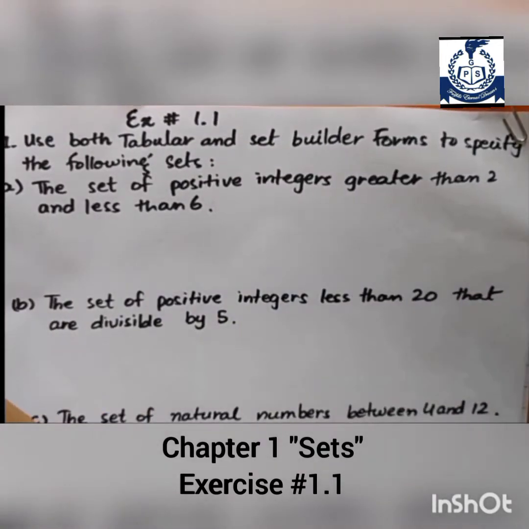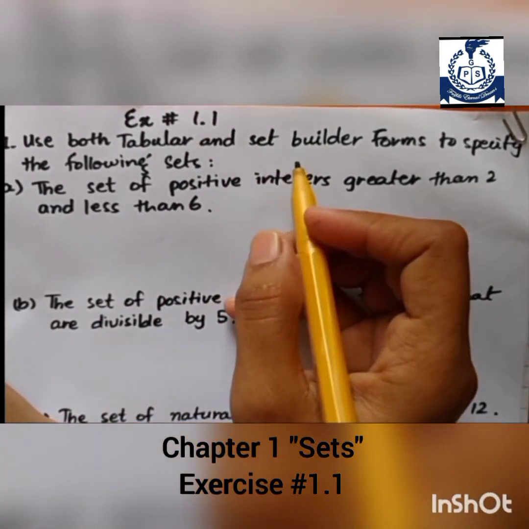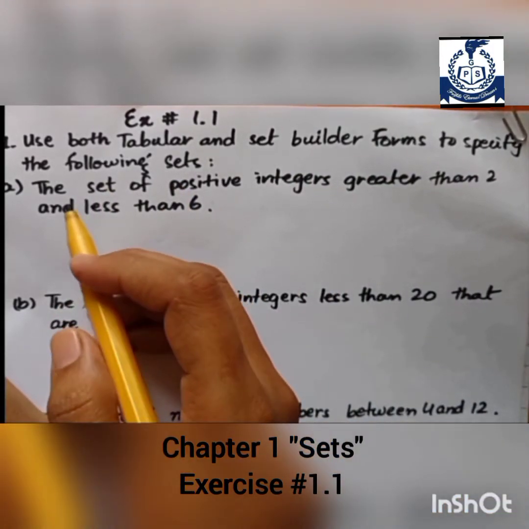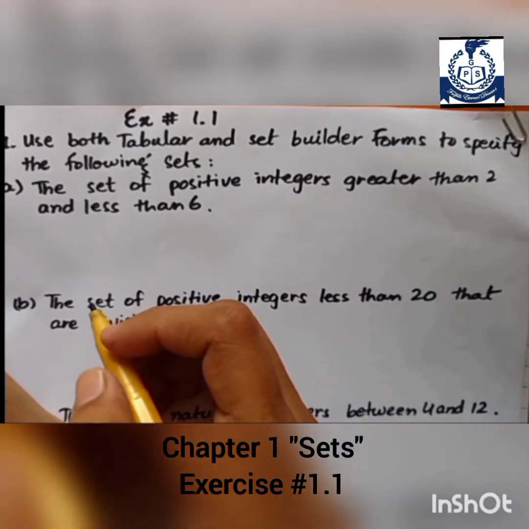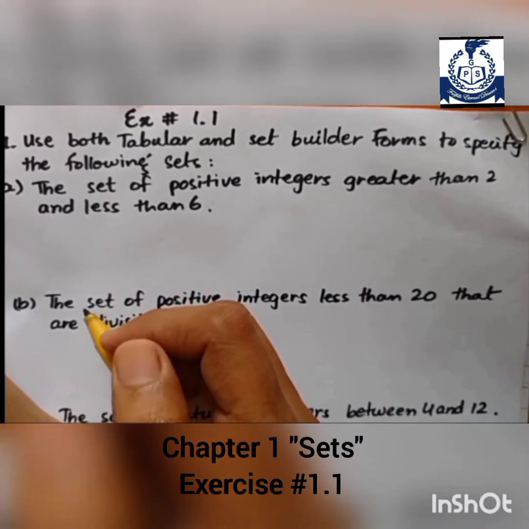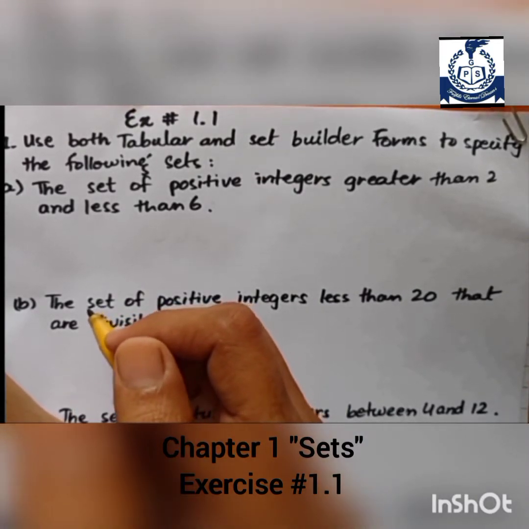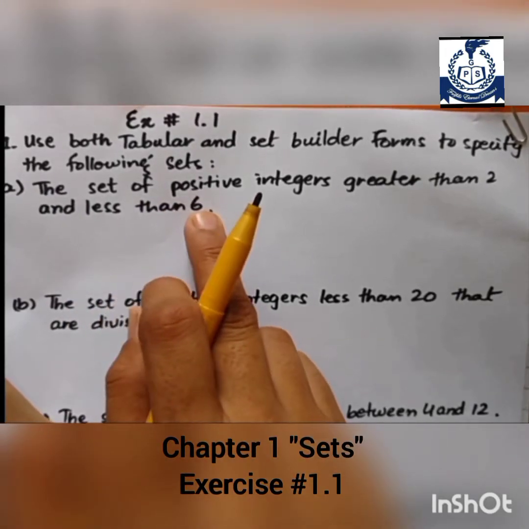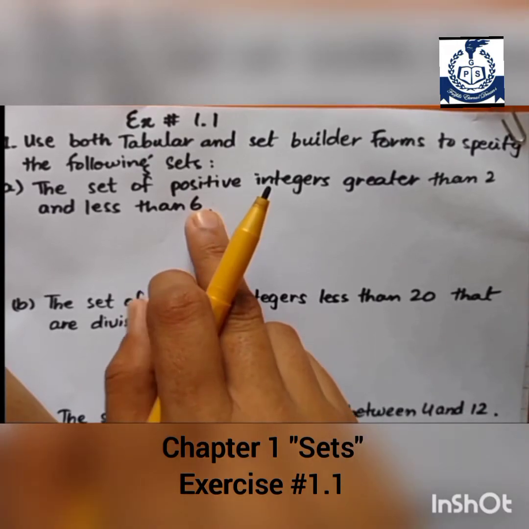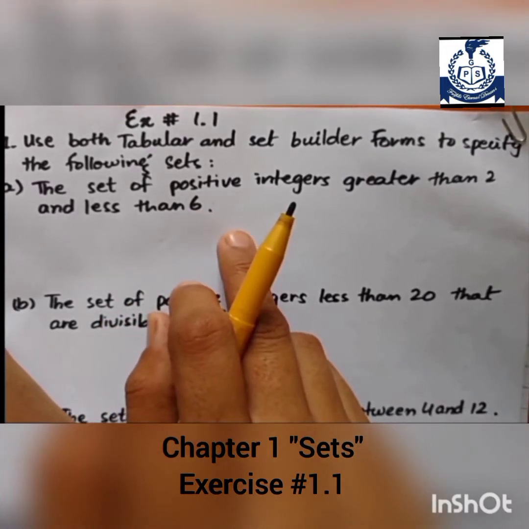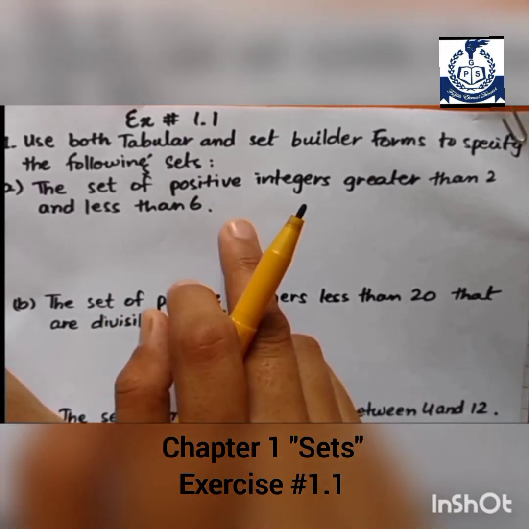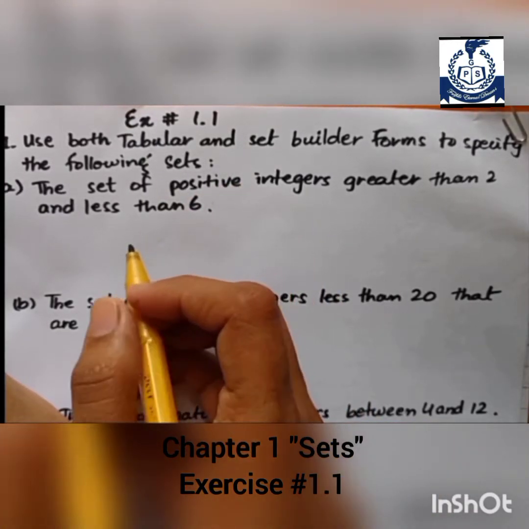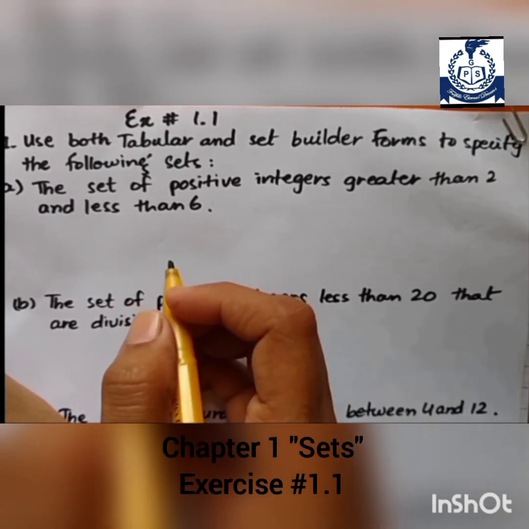Question number 1 is: use both tabular and set builder forms to specify the following sets. In this question, we need to write the solution in two forms, tabular form and set builder form. When we write the solution in numbers or in a table form, this is called tabular form. And when we write the solution in a set form, this is called set builder form. So here we write the solution in both forms.